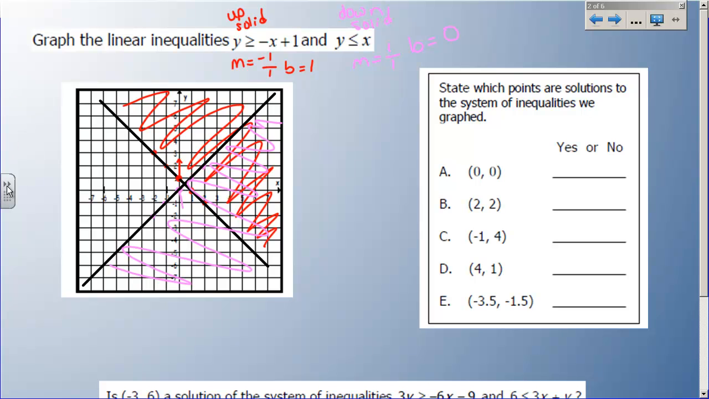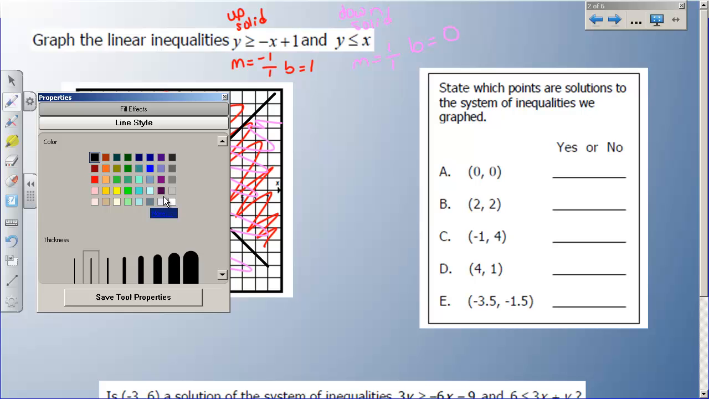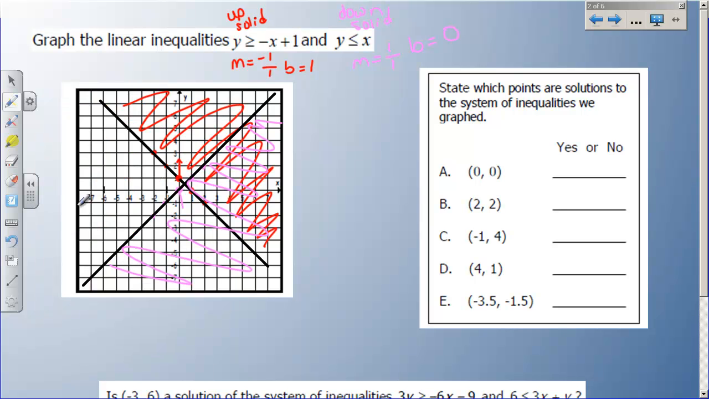So let's determine if these points are going to be solutions. Let's start with the point (0, 0). Well, (0, 0) is right here. It's on a boundary line, but it doesn't happen to be inside the shaded region, so no, that's not going to be an answer. (2, 2).